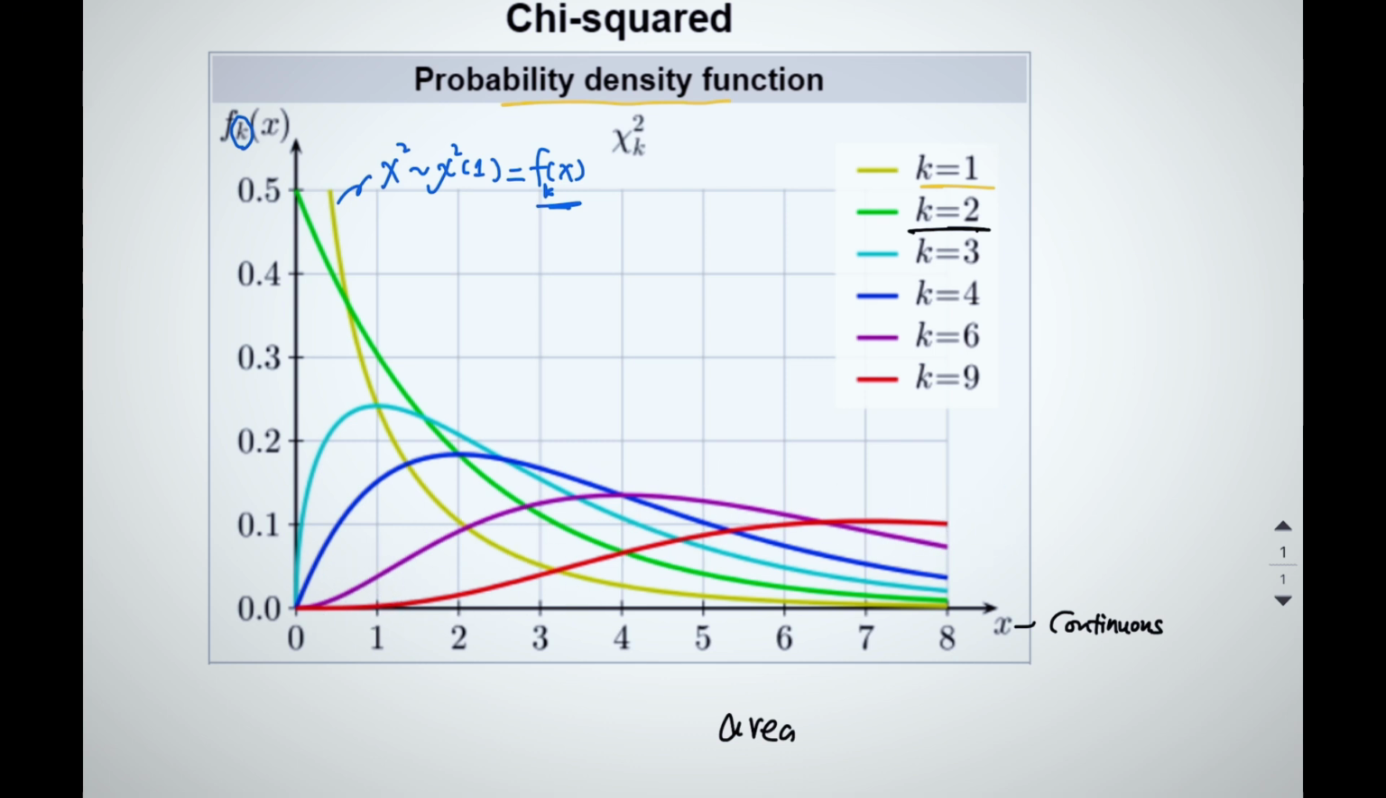It looks pretty similar to the F distribution, but the F distribution depends on 2 degrees of freedom: degrees of freedom in the numerator and degrees of freedom in the denominator. The chi-square distribution only depends on one parameter, which is the number of random variables being summed.